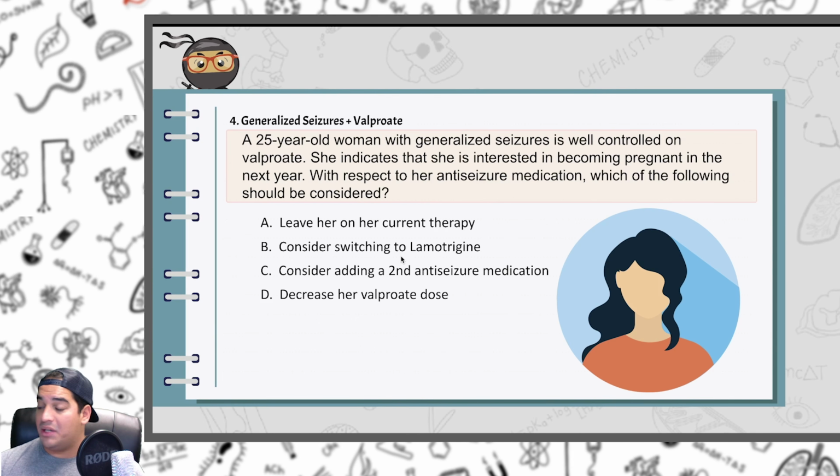No. Switch to lamotrigine. There's no teratogenic effect of lamotrigine. Add a second anti-seizure? No, because then she's still on valproate. Or decrease her valproate dose? No, just get rid of it. So the best answer would be switch to another one that's not teratogenic, such as lamotrigine. Okay, so that'd be the best option here.